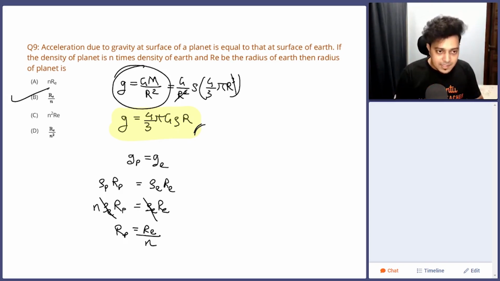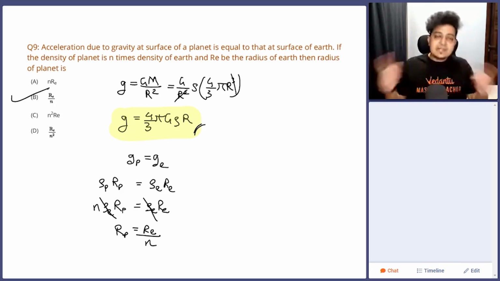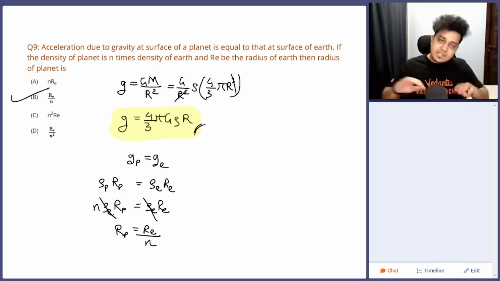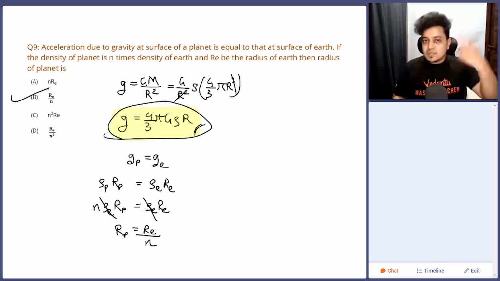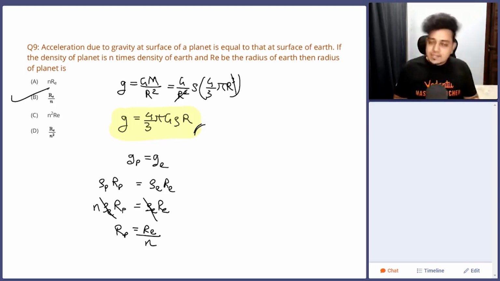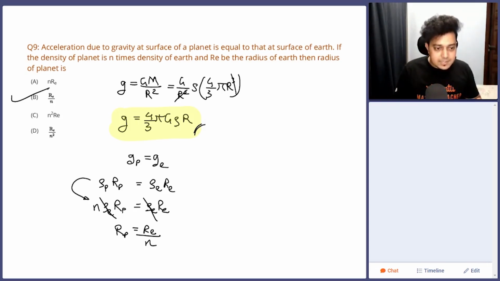Clear? So arranging the formula of acceleration due to gravity in terms of density, and then noticing that on the surface of both the planets, g is the same. The planet is different, radius is different, density is different, but the g value is the same. So if you write this g value twice, once for Earth, once for that new planet, you have to equate it. Once you equate it, then 4 by 3 pi and G will get cancelled. Rho of planet into radius of planet is equal to rho of Earth into radius of Earth. In the question, they have given that density of the planet is n times density of Earth. So substitute that, density of Earth cancels, then whatever is remaining, that is your final answer. Radius of the planet will be Re by n.